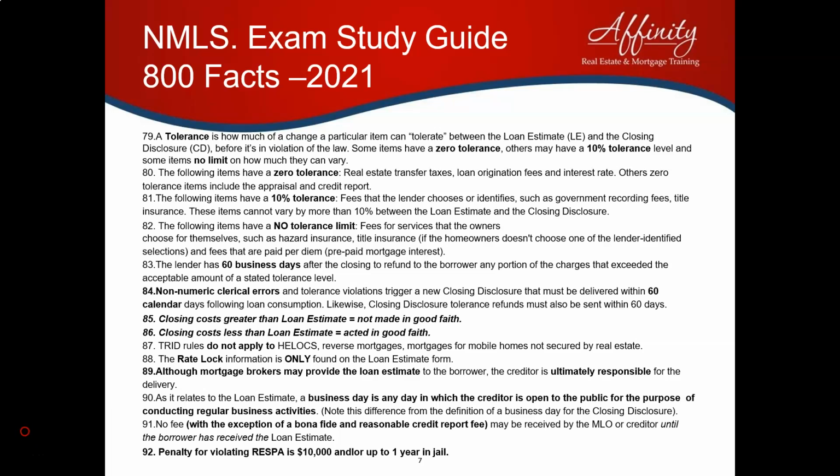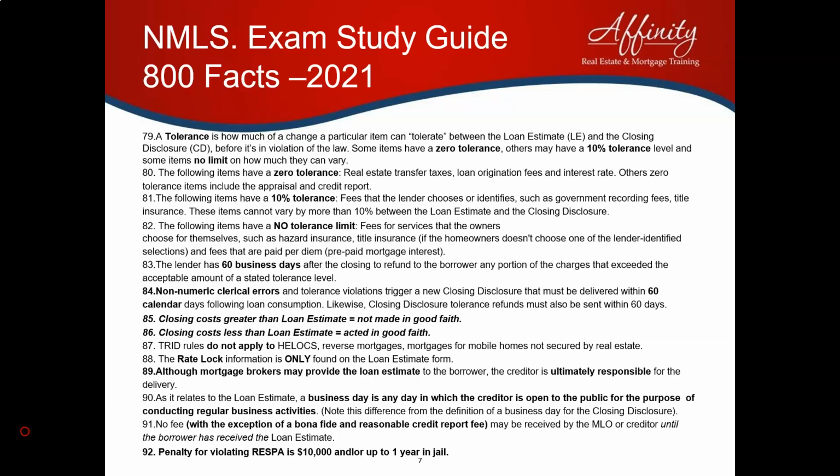A tolerance is how much of a change a particular item can tolerate between the loan estimate and the closing disclosure (CD) before it's in violation of the law. Some items have zero tolerance, others may have a 10% tolerance level, and some items have no limit on how much they can vary. The following items have zero tolerance: real estate transfer taxes, loan origination fees, and interest rate. Other zero tolerance items include the appraisal and the credit report.